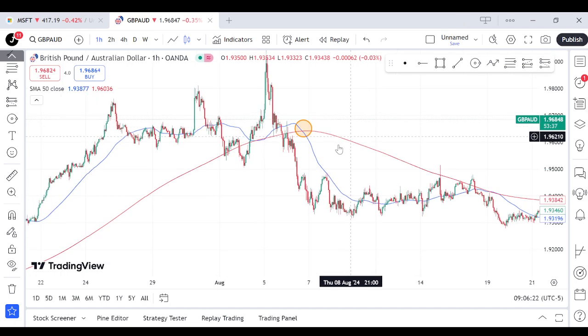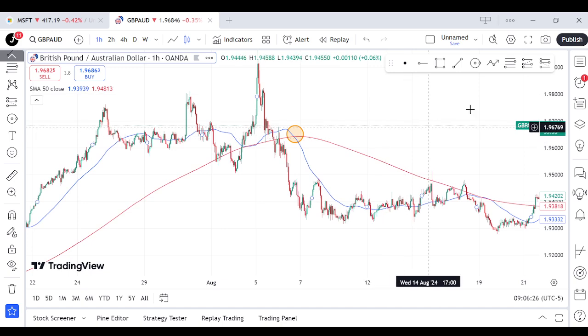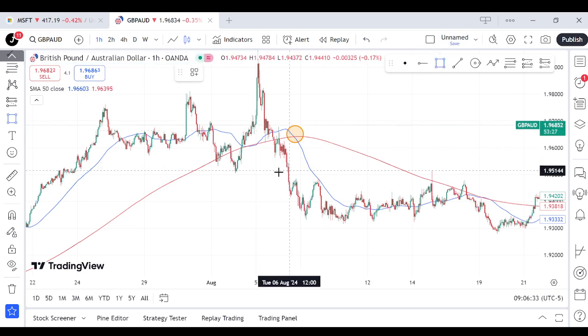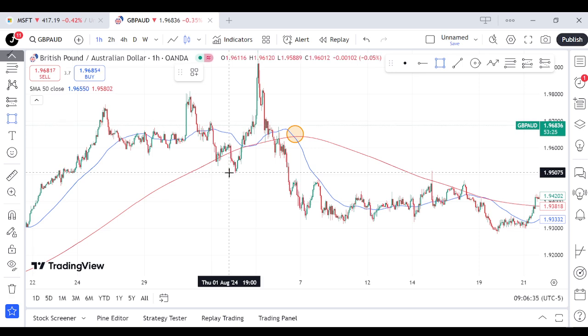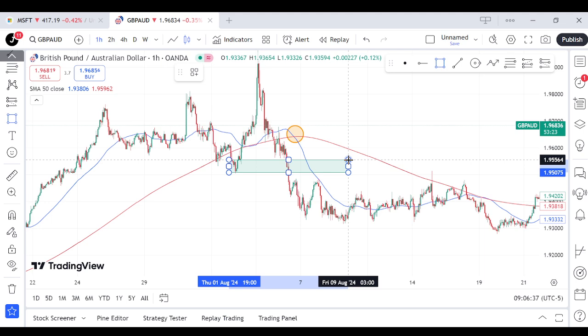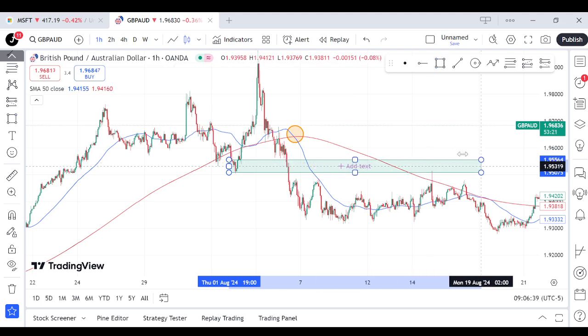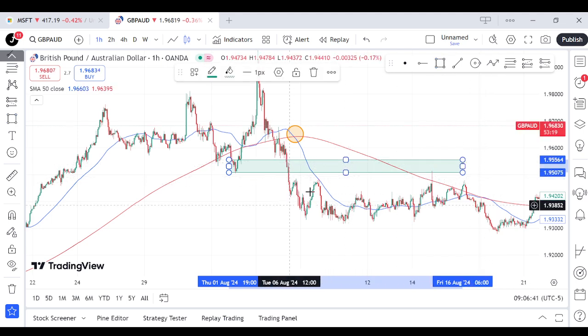Now after seeing this crossover, the next thing is to look for major key levels which we can use to take trades, to take our short trades. So we have major key levels like this one. This is a major key level. This right here is a major key level, and we should be looking for price to either retrace back into this level before we can take our short trades.